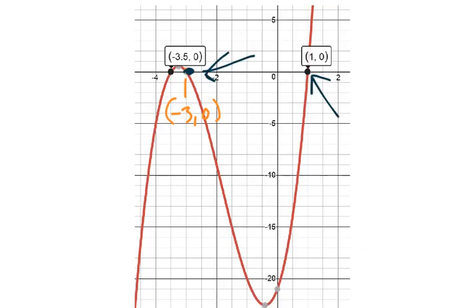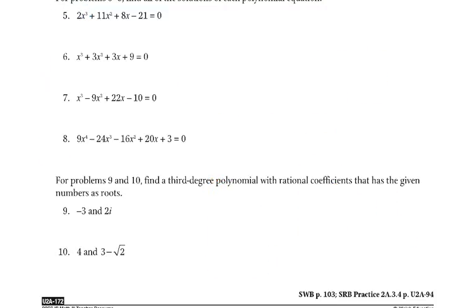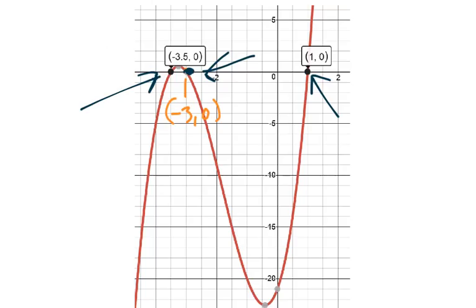Positive 1, negative 3, negative 3.5. Okay? If we would look, there's positive 1, negative 3, negative 3.5. So they all show up there. And that's the whole point of that. But graphing it is much easier than trying to go through that synthetic division and deal with all that stuff. So we end up with x equals 1, negative 3, and negative 3.5. So my suggestion would be that we just graph all of these first, and then we can use synthetic division if we need to make it easier. Okay? So let's take a look at our next graph.